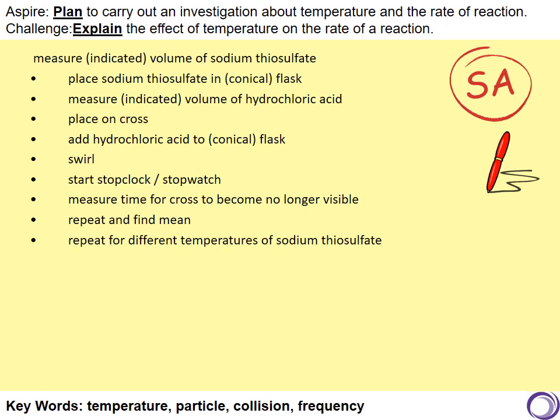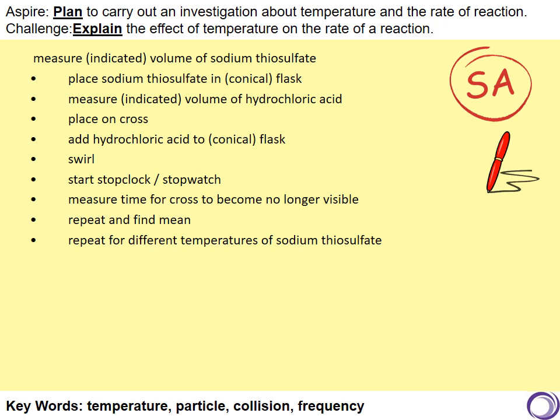Let's make sure that you got the key points then. So first of all, we would need to make sure that you measured an indicated volume of sodium thiosulfate. That means they were expecting you to write a volume. 50 centimetres cubed would be fine, anything up to that. Place sodium thiosulfate in the conical flask.